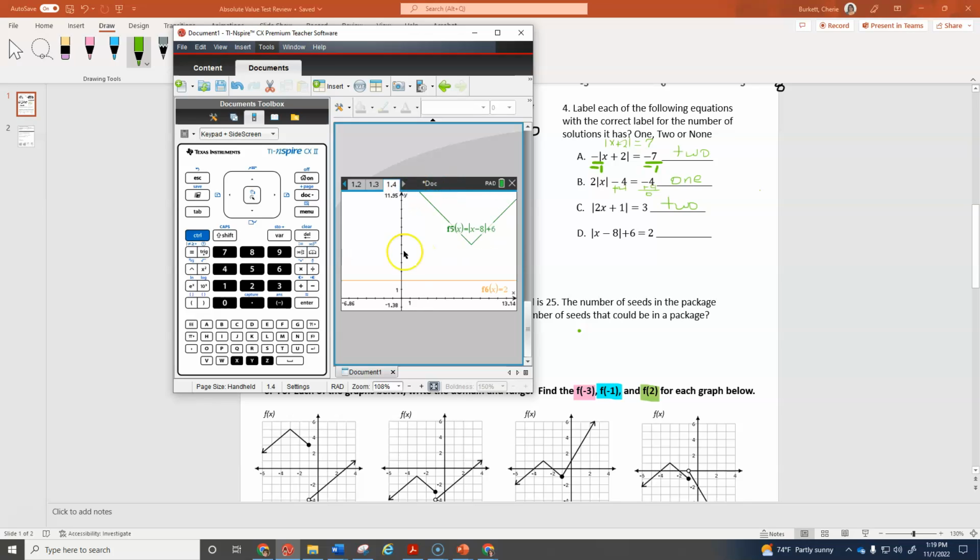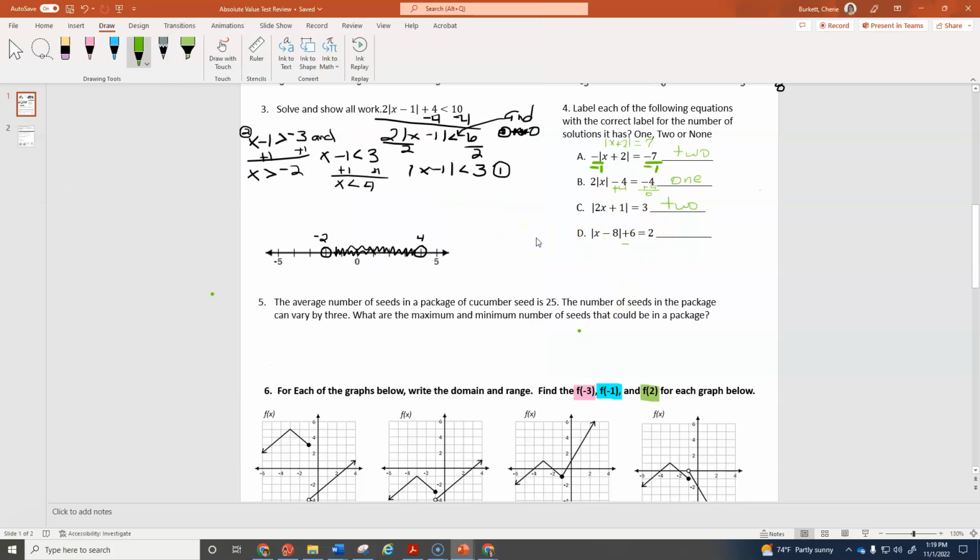And last but not least, these 2 are not going to intersect at all. So what happens over here when we are isolating our absolute value bars, we end up with the absolute value bar being equal to a negative number. And that's how we know that there are no solutions.